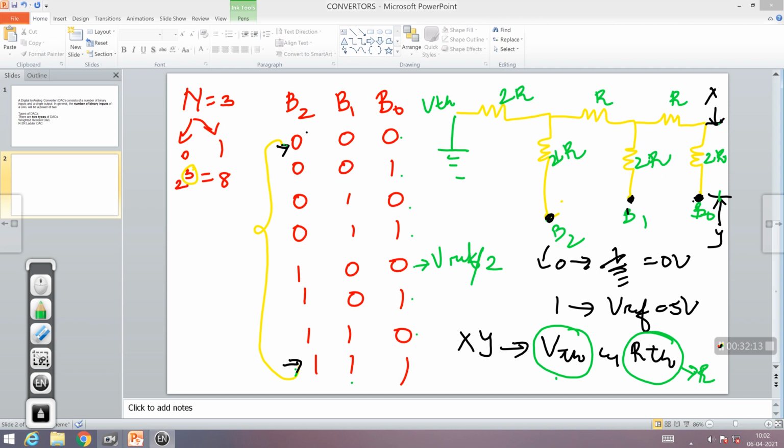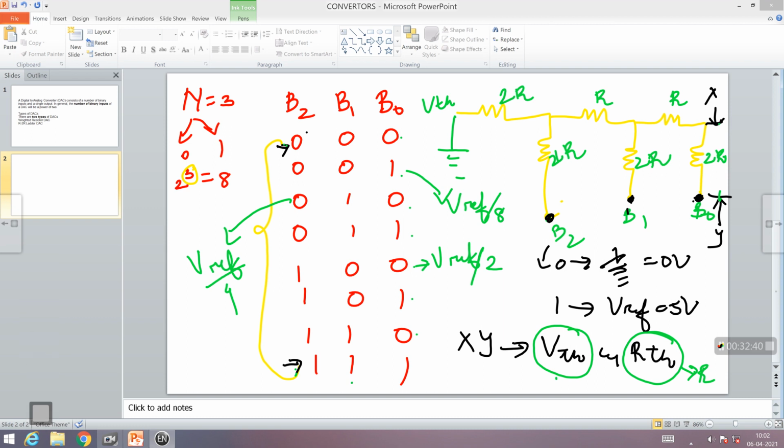And for 001 it is Vref by 8. For 010 it is Vref by 4. This you can calculate.